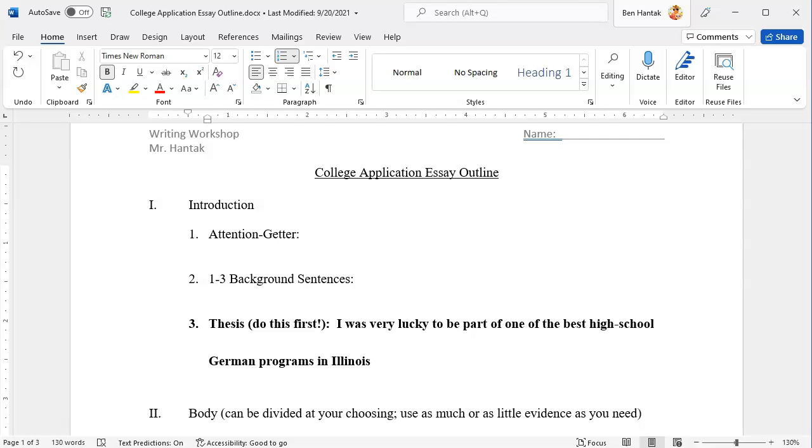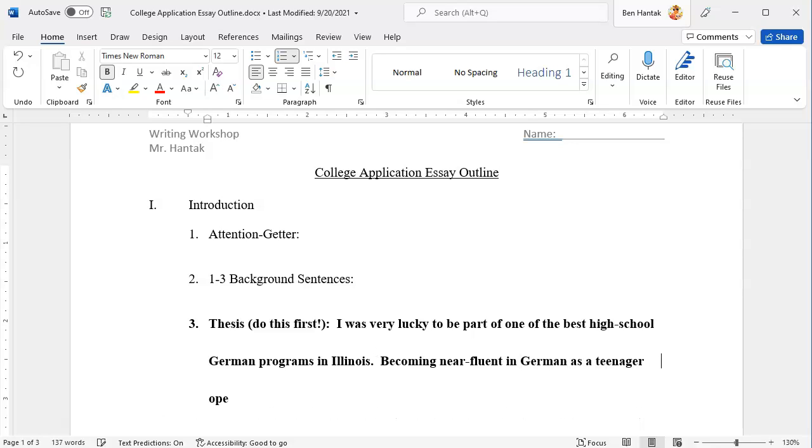Let's see. What have I learned from that experience? Becoming near fluent in German as a teenager has opened up, I'll say has opened up. I'm pretending like I'm a high schooler here. This isn't fully past tense. Has opened up doors I never would have imagined.